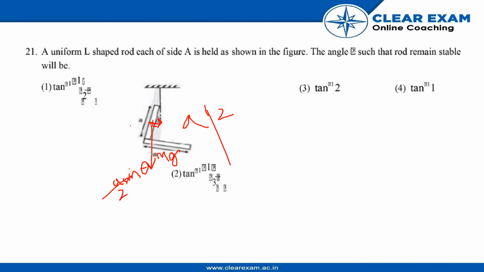So now let us assume that this is our first rod and this is our second rod. Now the torque due to one, torque about O, will be mg A by 2, mg A by 2 sine theta.